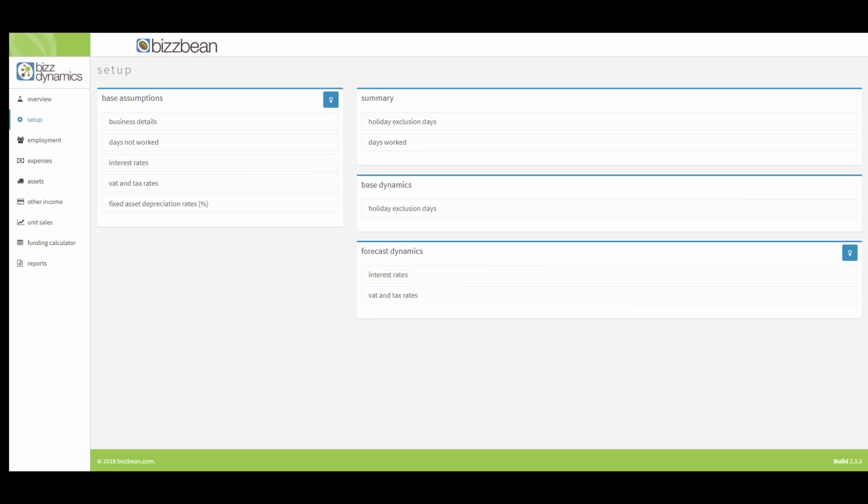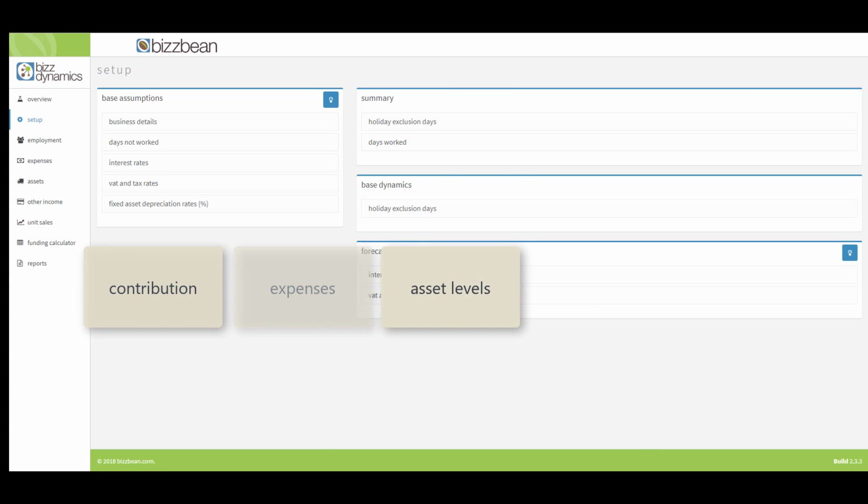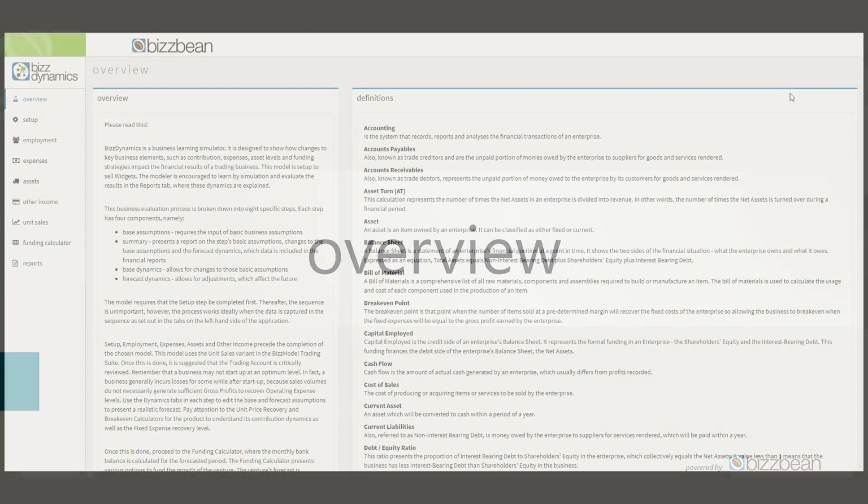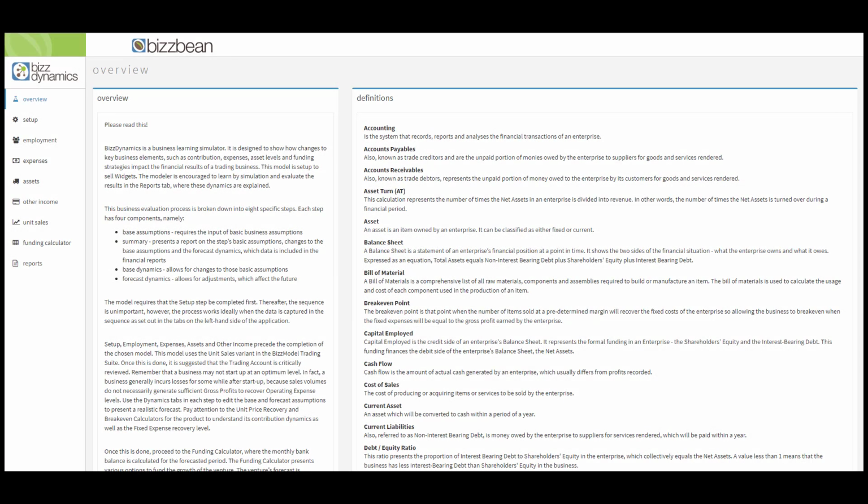BizDynamics is a business learning simulator. It shows how the dynamics of contribution, expenses, asset levels and funding instruments impact the financial results of a business. The app consists of 9 pages.